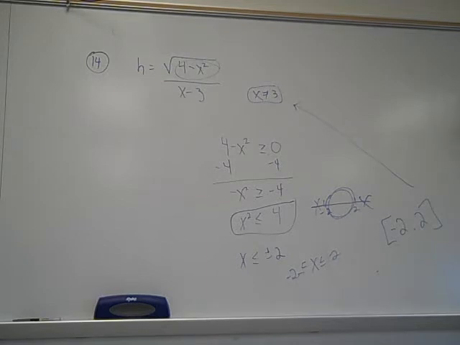If my interval happened to have been negative 4 to 4, but x also couldn't be 3, well then I better break that up and go negative 4 to 3, open, and 3 to 4.